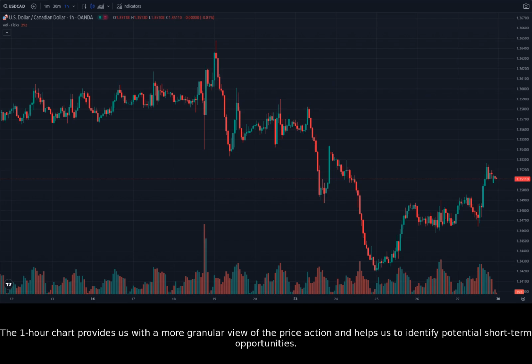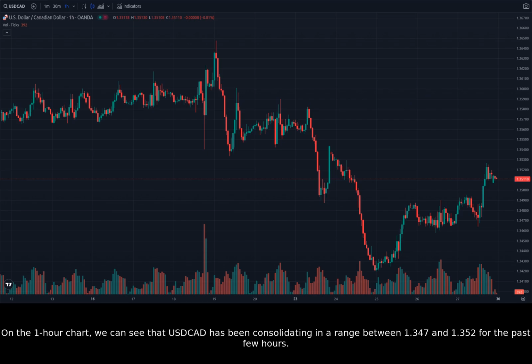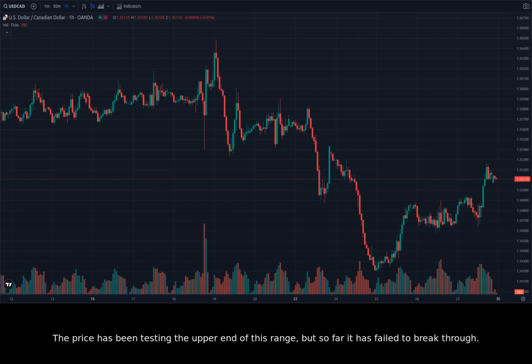The 1-hour chart provides us with a more granular view of the price action and helps us to identify potential short-term opportunities. The recent Google search results mention that the US dollar to Canadian dollar stabilized while the US dollar to Japanese yen struggled. This indicates that the CAD might be showing relative strength in the market. On the 1-hour chart, we can see that USDCAD has been consolidating in a range between 1.347 and 1.352 for the past few hours. The price has been testing the upper end of this range, but so far it has failed to break through. This suggests that buyers are struggling to push the price higher.